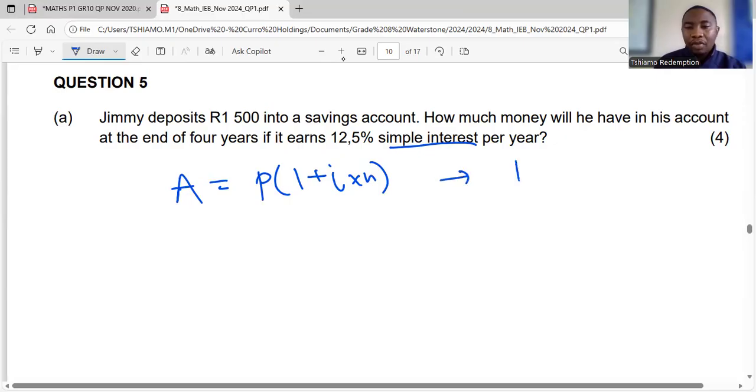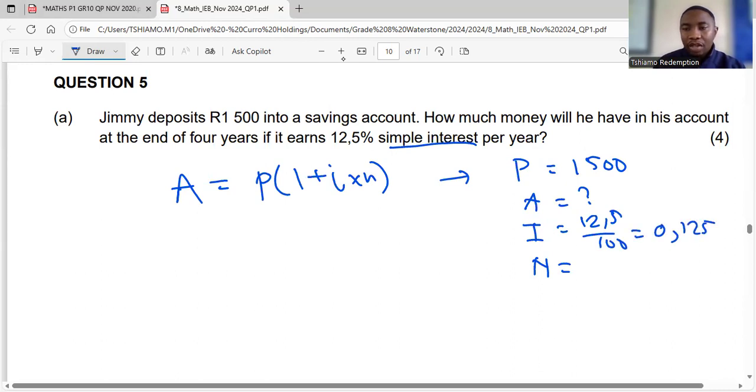We call it the PIN formula. So you are going to label the PIN based on what you're given. Deposit, 1,500. A is what we are looking for. Interest is 12,5 over 100, which is 0,125. And how many years? 4 years. So if you're using this formula, you're just going to substitute based on this. So we're looking for the future value. So 1,500 times 12,5 over 100 times 4.